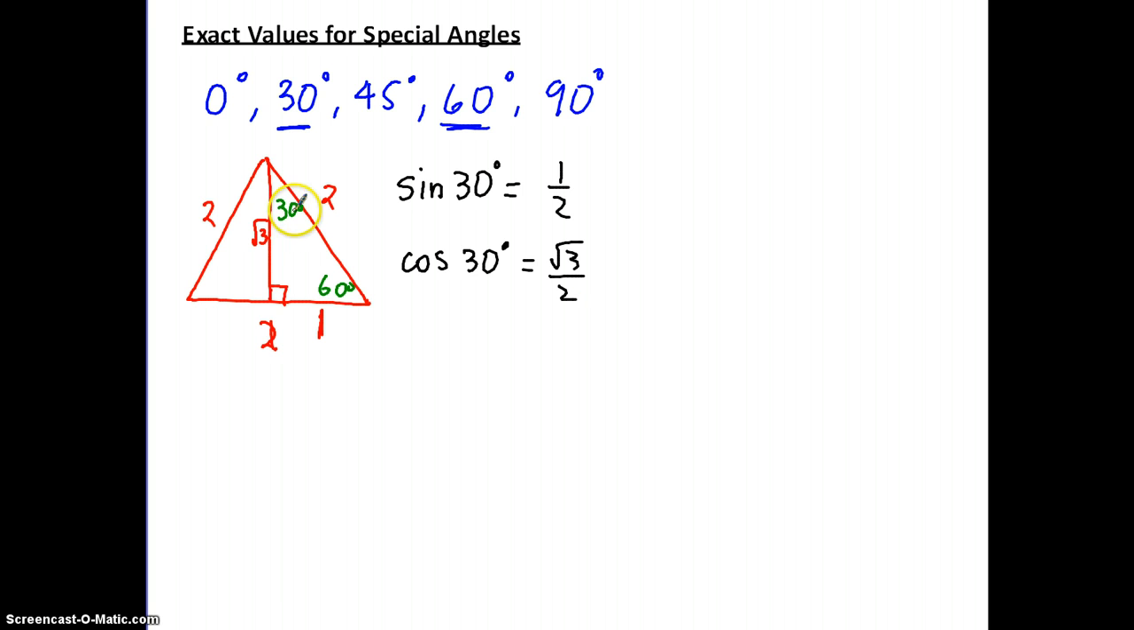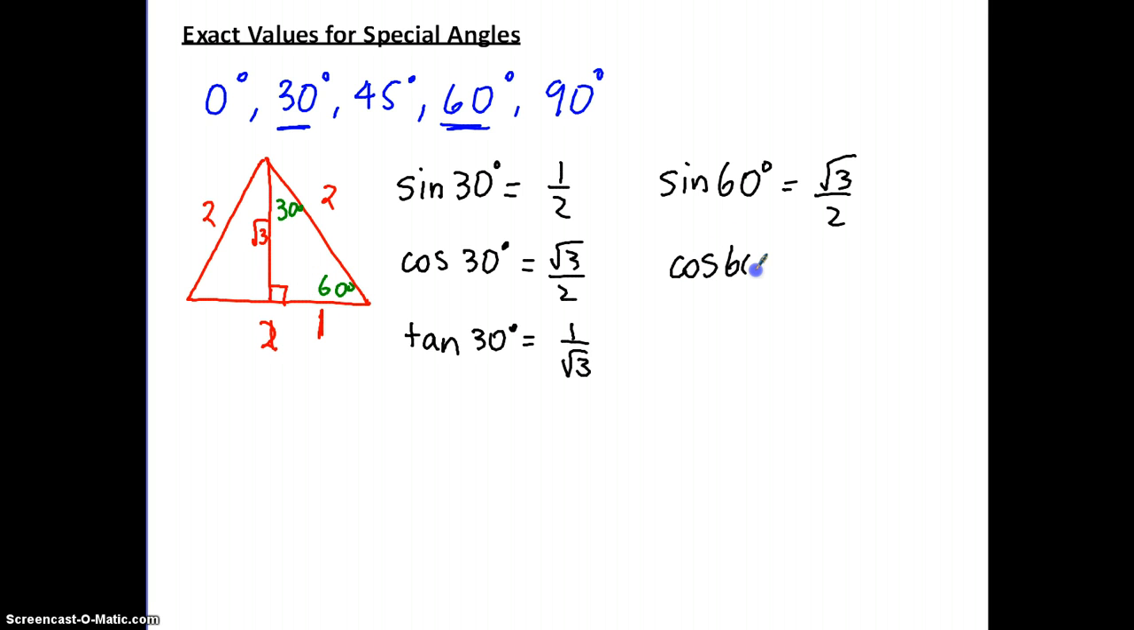And tan of 30 degrees, we have opposite over adjacent. Tan of 30 degrees equals 1/√3. Okay, now let's do the same with the 60 degrees. Let's have a look at the sine of 60 degrees. We've got opposite over hypotenuse, we've got √3/2. And cos of 60 degrees, we have 1/2. Cos of 60 degrees we know is 1/2. Tan of 60 degrees, √3/1, which is just √3.